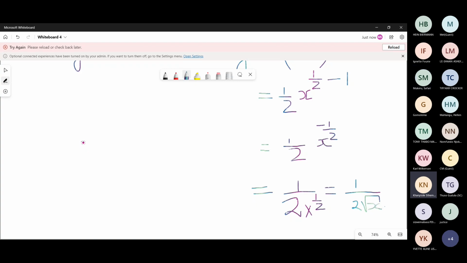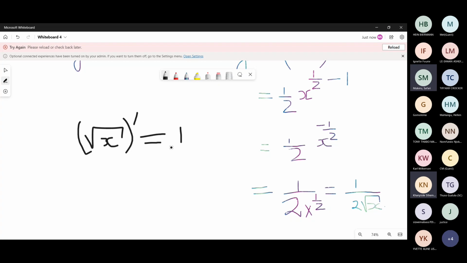In other words, the derivative of the square root of x, if we want to differentiate this function, will give you 1 over 2 square root of x, right? Right, the power rule, I think we've covered nearly everything on the power rule. That is very easy. Look at the sum.